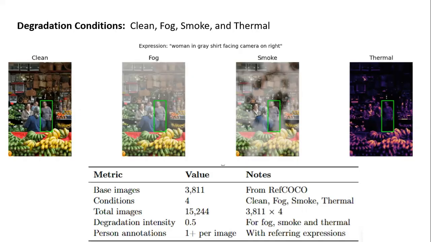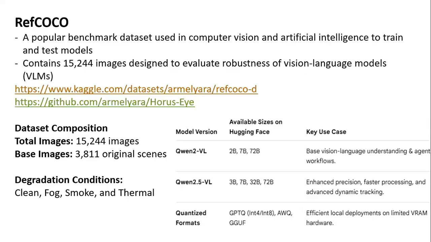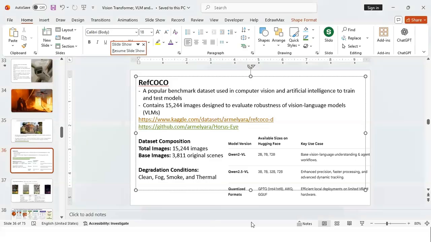So all kinds of situations are very important, because in emergency conditions there will sometimes be smoke, thermal situations, fog, etc. So now, in this project, certain models are used. You can see Qwen version. This is a model available on Hugging Face as well. This is available in different sizes. Like, you can search this model on the Hugging Face website.